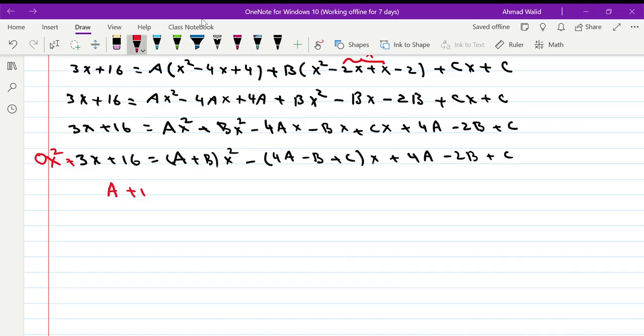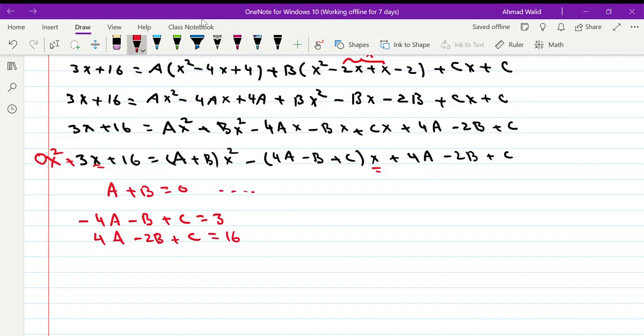Now write your equations. A plus B equals what? To 0. Negative 4A minus B plus C equals 3. Because you have x here, you have x here, the coefficient of x is 3. And 4A minus 2B plus C equals 16. 3 equations, correct? Now you have to solve the system of linear equations in 3 variables.